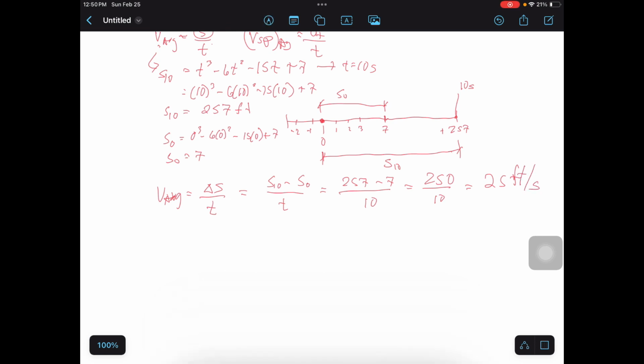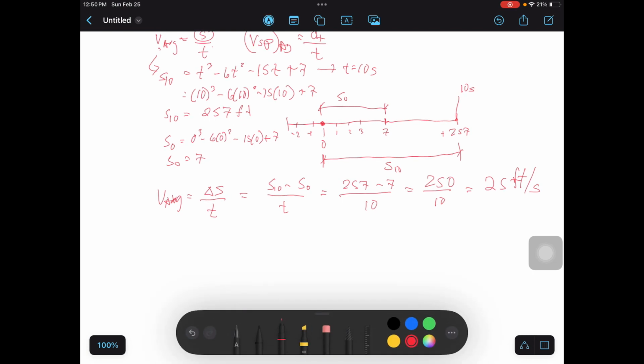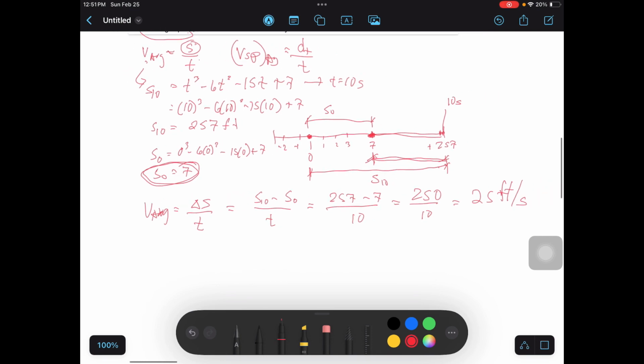So, ito ang displacement mo. Kasi ito yung initial position mo. Kung ang initial position mo, nandito ka, ang displacement mo ay 257. Pero since sa problem natin, ang initial niya position ay 7 dito. Ang displacement niya ay ito. From point dito, nagpunta siya doon. So, ito yung average velocity.